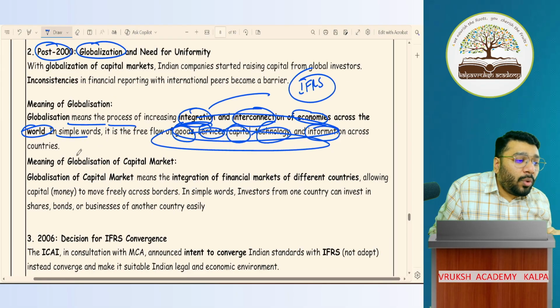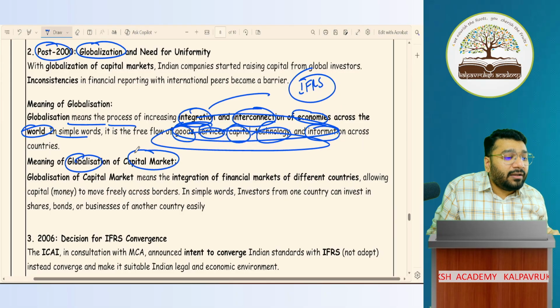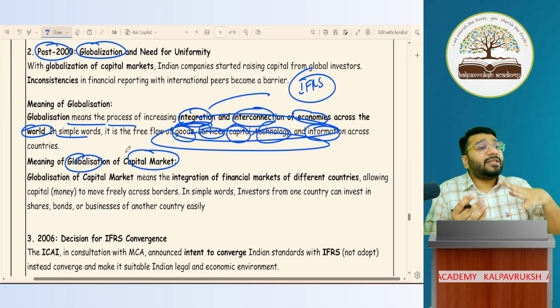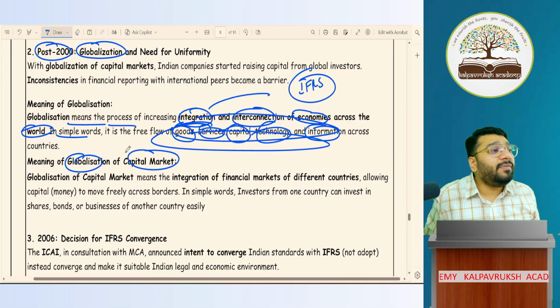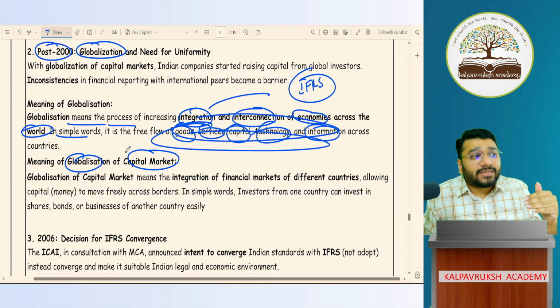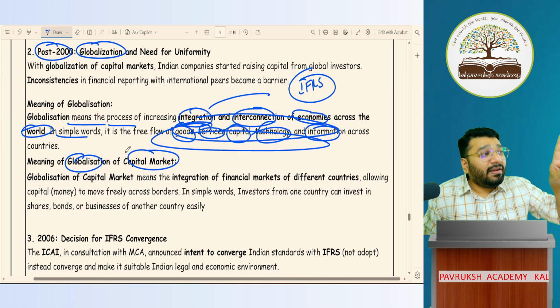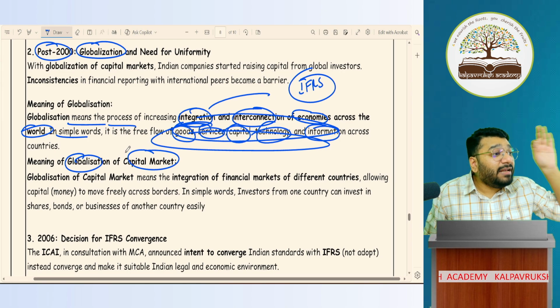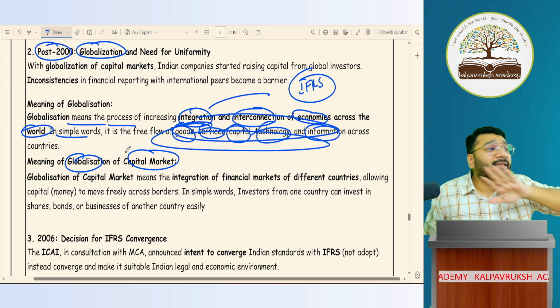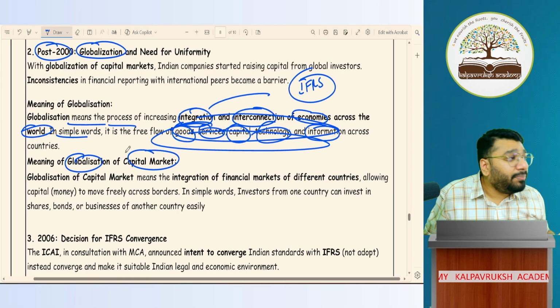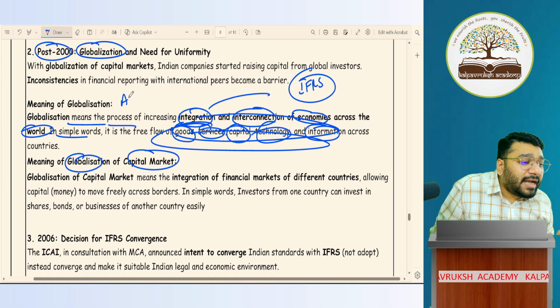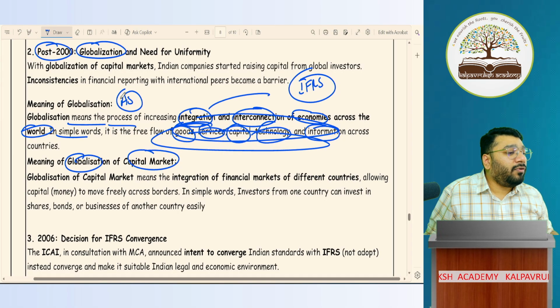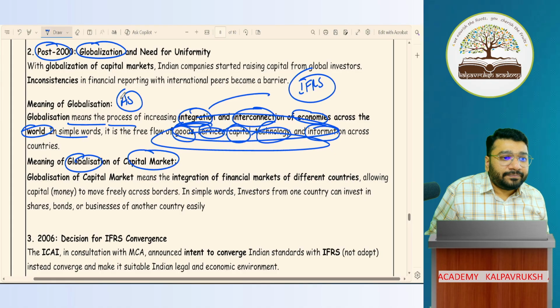Not just that, we also wanted to do globalization of capital market. Means what? We wanted the investments also to flow very smoothly between multiple countries. And investors, before investing, will definitely review the financial statement. So if you are preparing a financial statement that the investor cannot understand, in that case, they will not invest in your company. Therefore, the company cannot get any foreign funding. So accounting standard was a big barrier for this globalization.